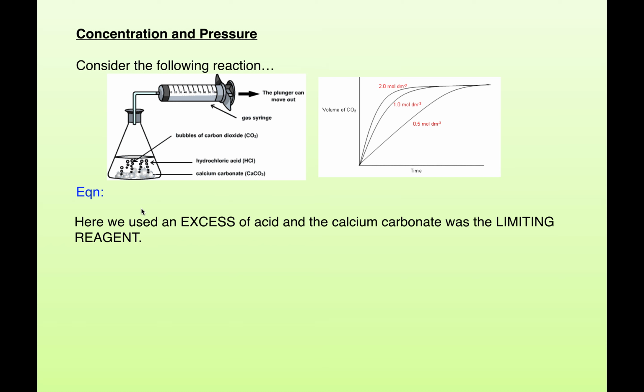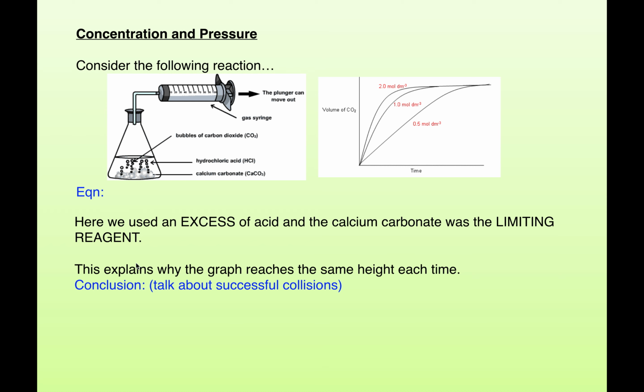Here we use an excess of the acid, and the calcium carbonate was the limiting reagent. Now that's important here because that explains why the graph, the total volume of carbon dioxide given off, is always the same, because you've got the same amount of calcium carbonate, so there's a fixed amount of carbon dioxide that can be produced, and the only thing we're thinking about is how fast it's produced.